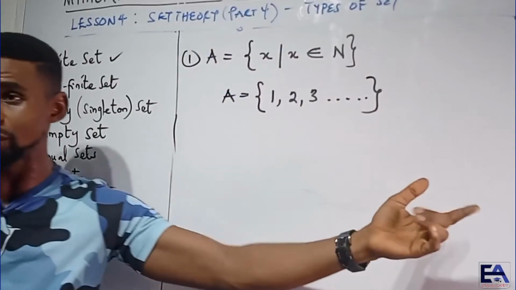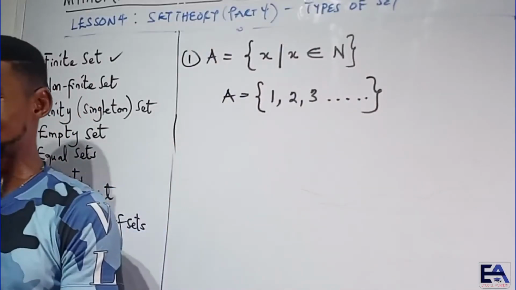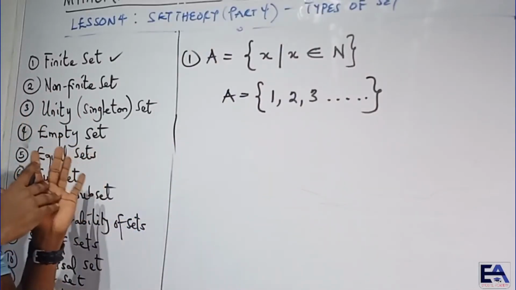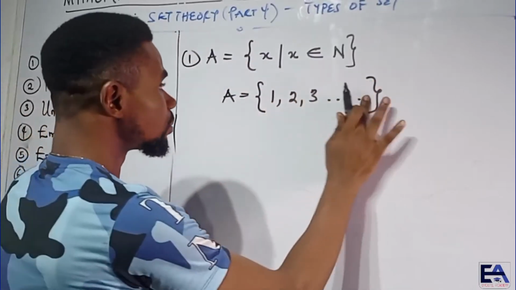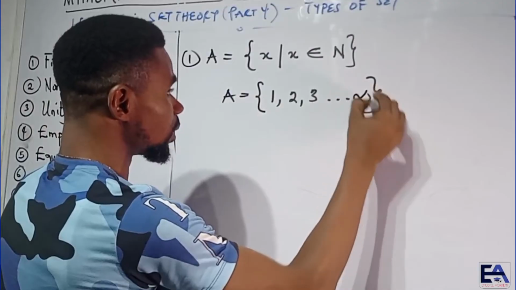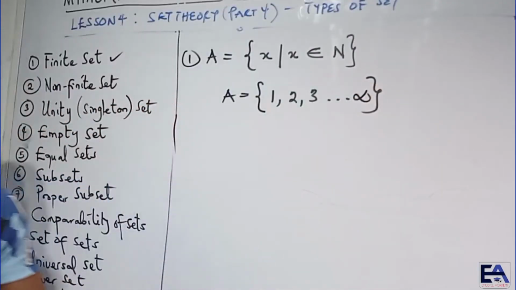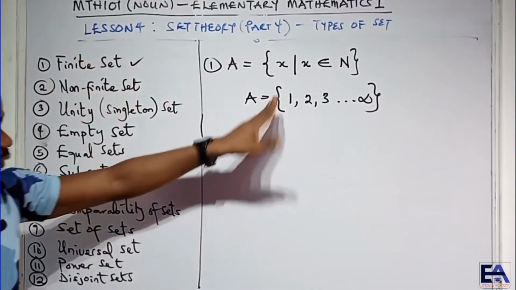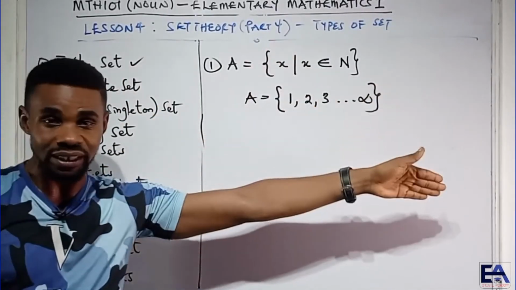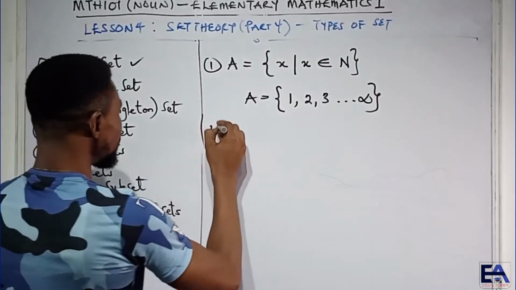Nobody knows the last number, neither does anyone know the first number. So we only have negative infinity and positive infinity. This set extends on and on to positive infinity. So this is an example of a non-finite set because, although it has a starting point, it does not end anywhere. Now, we have a second example.